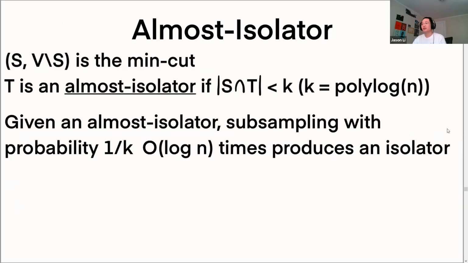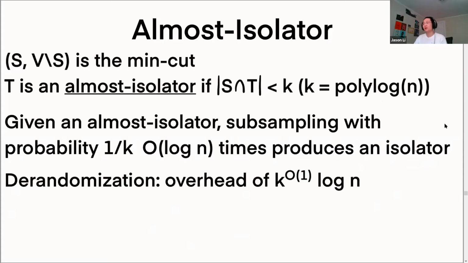In that case, the subsampling rate is just 1 over k, which is like 1 over polylog n, which is not too small. And this can be sufficient to de-randomize. This is standard de-randomization technique. It can be de-randomized with an overhead of poly k times log n. And since k is only polylog n, this is still polylog n. By overhead, I mean we'll compute a deterministic set of subsets of T. So T is an almost isolator. We compute a set of subsets of the almost isolator such that one of these subsets is guaranteed to be an isolator for any set S of small enough size.